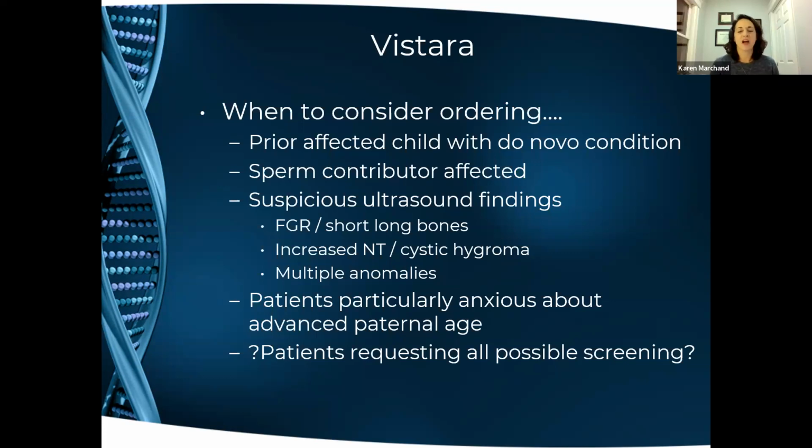And then, I do personally, if a patient is asking me or telling me they want to do every possible screening test, and is there another screening test, I will bring up the option of Vistara in that situation.